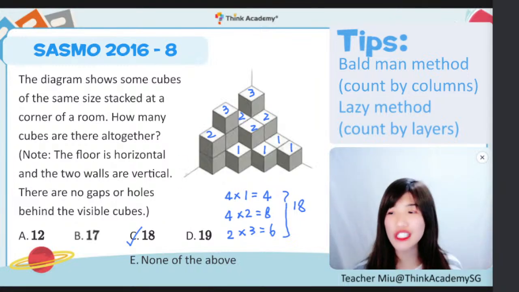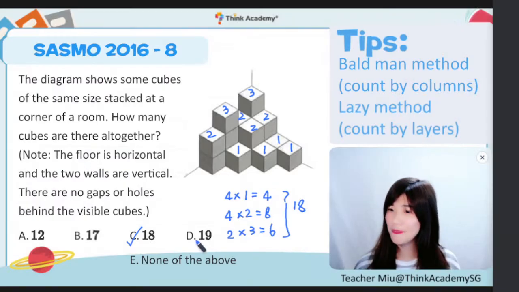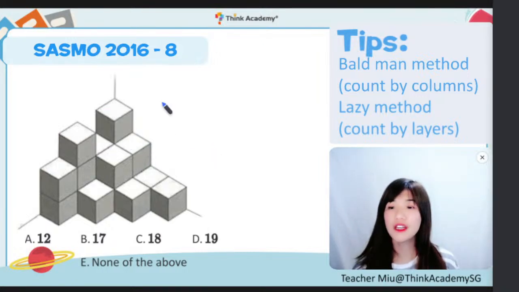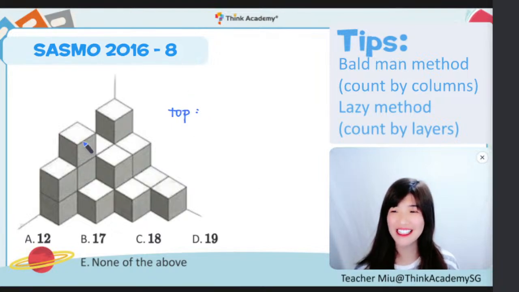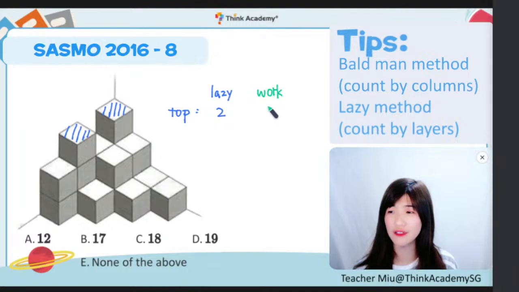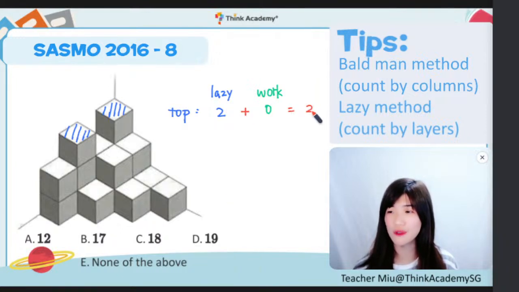Also, dear, you can try the lazy method. So let me try the lazy method here. For the lazy method, let's start from the top first. For the top layer, how many lazy cubes can you see? You can see there are 2 lazy cubes because there is nothing on top of them, they're not carrying anything. And how many working cubes are there? Because it is on the top, there are none. So there are 0 working cubes. So for the top layer, we have 2 plus 0 equals 2, right?